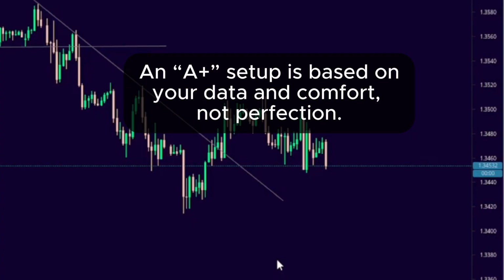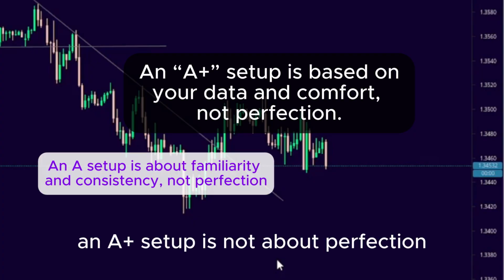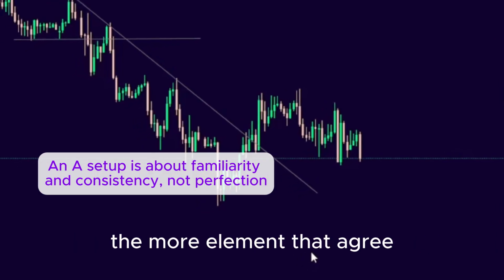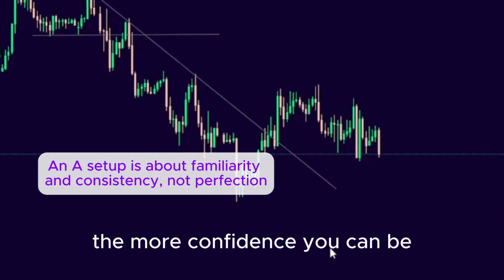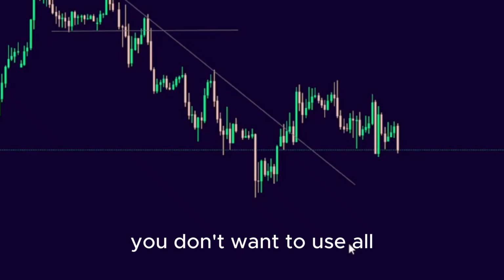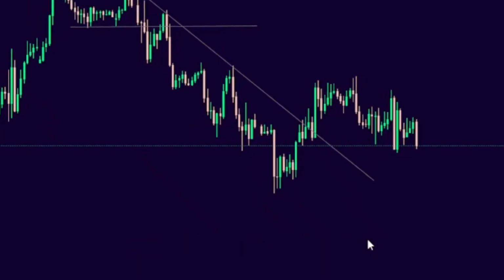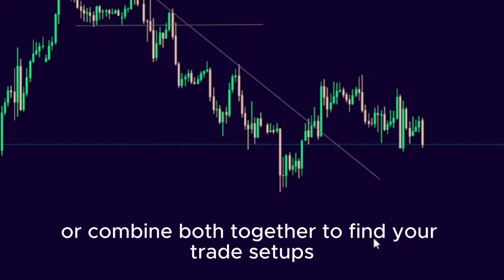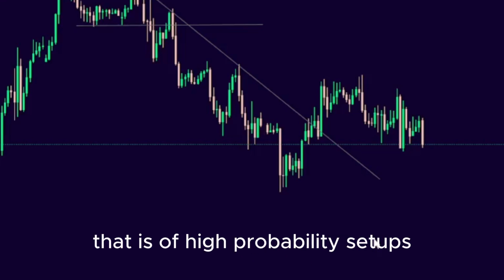So the final thought is that an A+ setup is not about perfection. You must understand this. An A+ setup is not about perfection. It's about familiarity and consistency. The more elements that agree, the more confident you can be. You don't want to use all methods at every trade, but you could pick one or combine both together to find your trade setups that are of high probability.